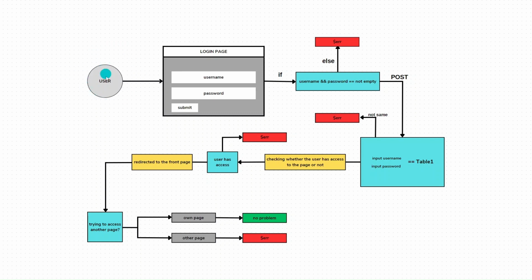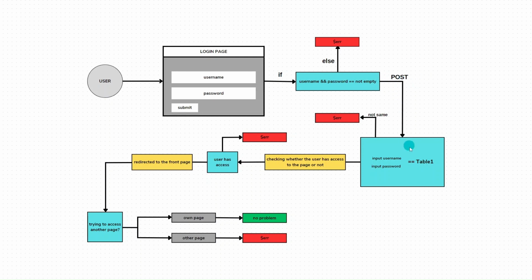So when the user accesses the login page, there is a username and password and also a submit button. When the user clicks submit, my code checks whether the username and password are not empty. It means the username and password have been filled in, so it redirects. So my code works to another step.